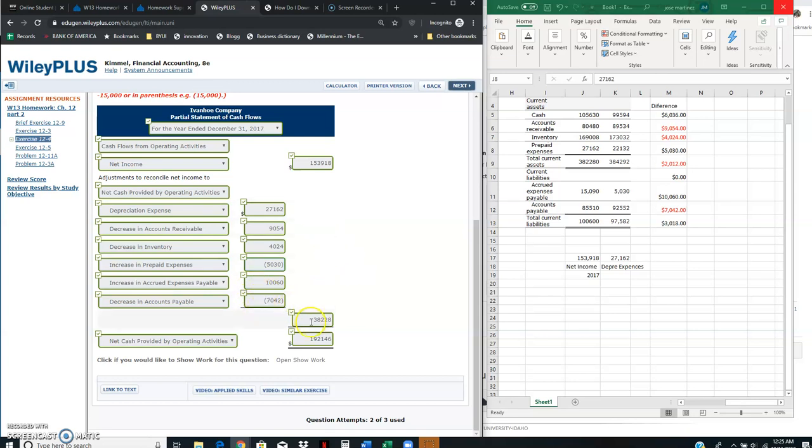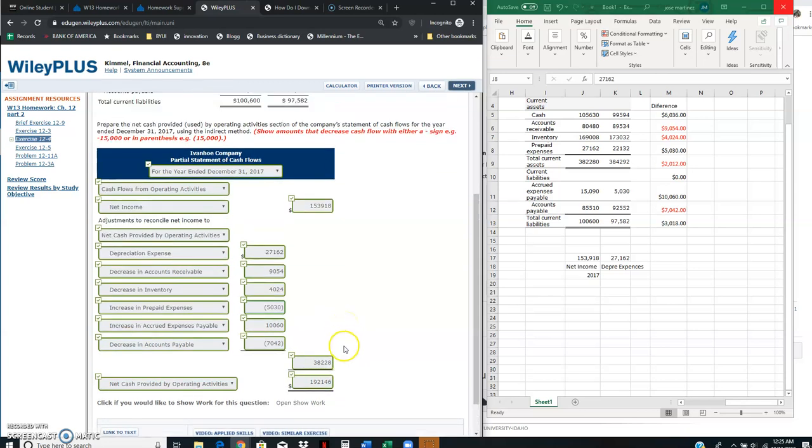So our total will be 38,228, a positive balance, and we add up the initial net income that we have for 2017, and this is how much we end up with for net cash provided by operating activities. So it's 192,146.